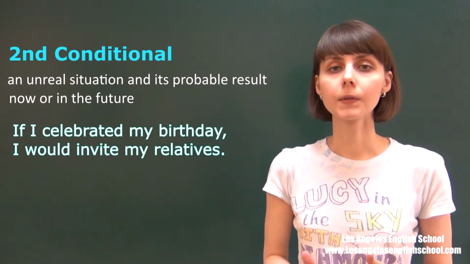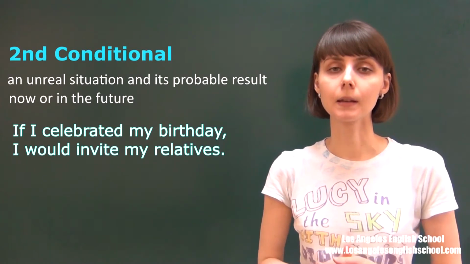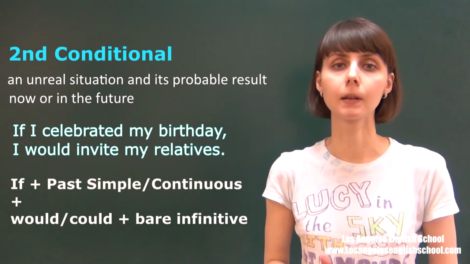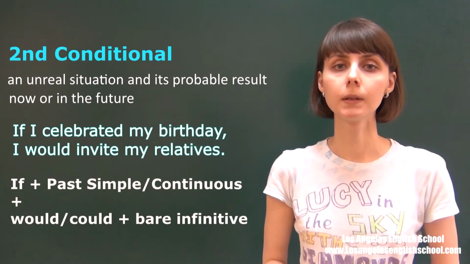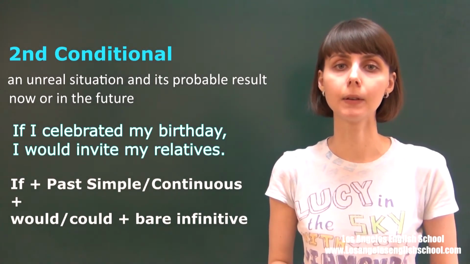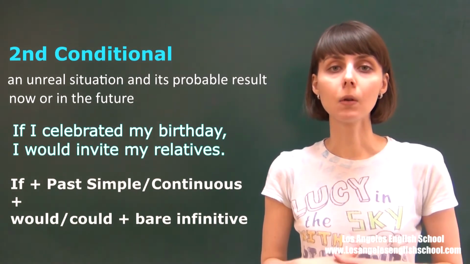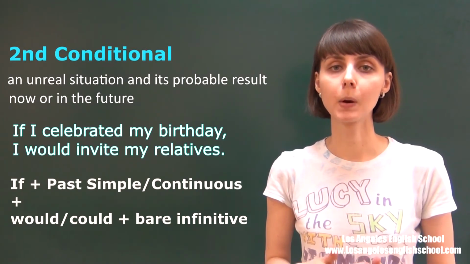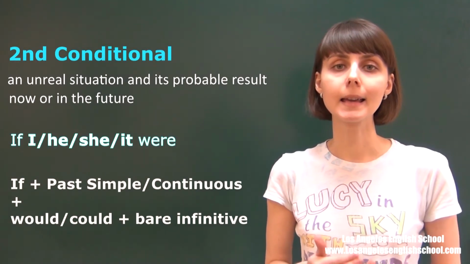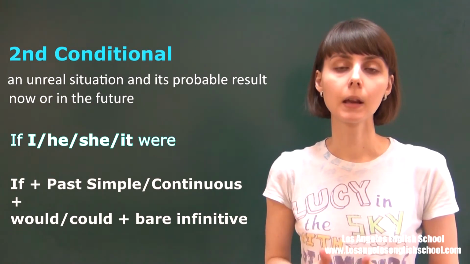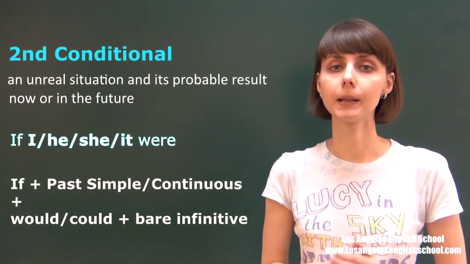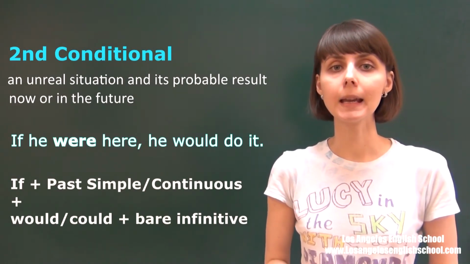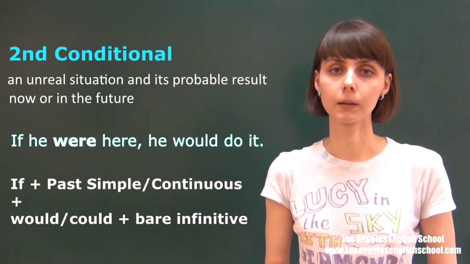The construction of second conditional sentences is if plus past simple or past continuous, plus would or could and bare infinitive. You can also use the verb were for such persons as I, he, she, or it when you use second conditional sentences. For example, you can say, if he were here, he would do it.